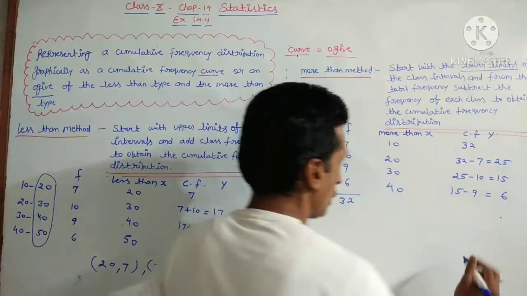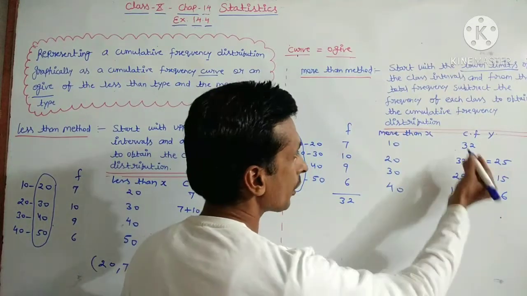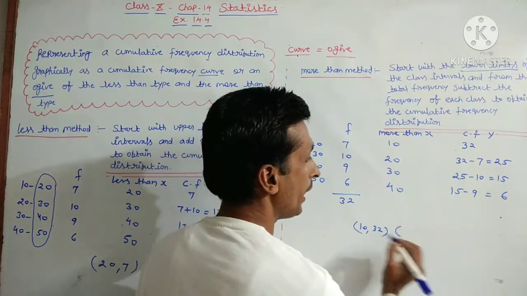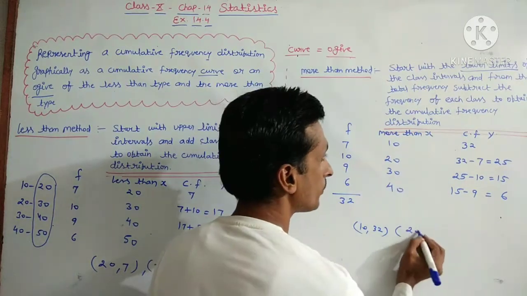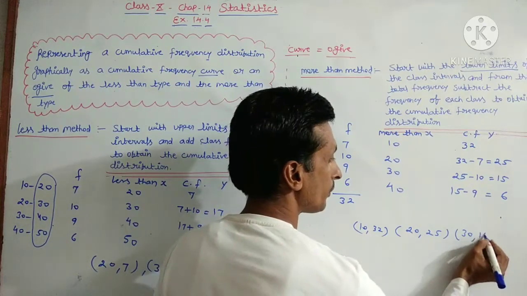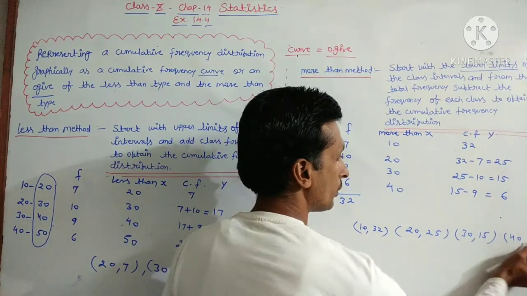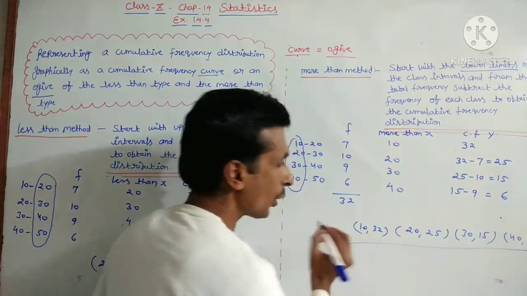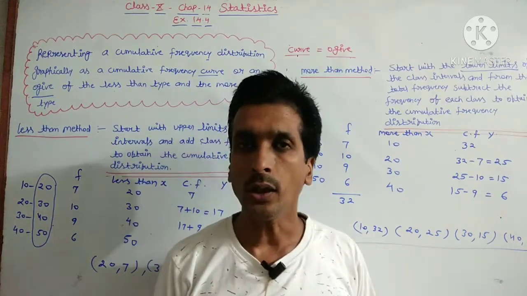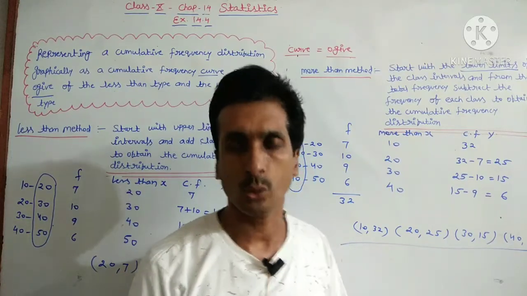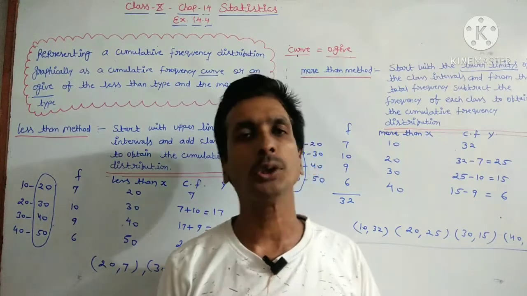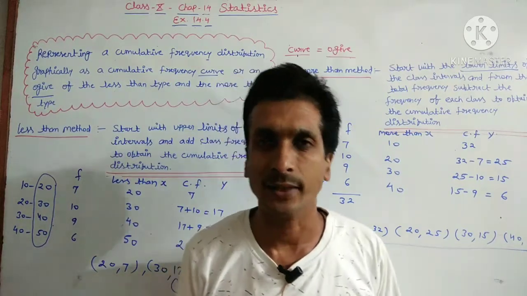So 32. You have to make the coordinates. The coordinates become 10 comma 32 as the first coordinate, the second is 20 comma 25, the third one 30 comma 15, and the last one 40 comma 6. These are the coordinates you have to plot on the graph paper, and then you can find your more than ogive. Okay, so we have discussed two things, more than ogive and less than ogive.